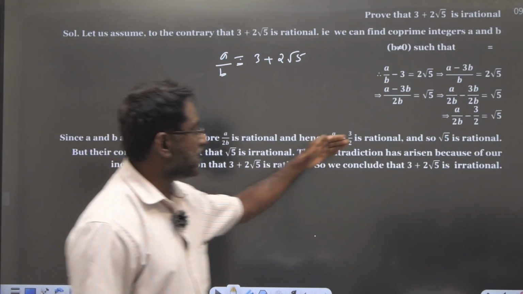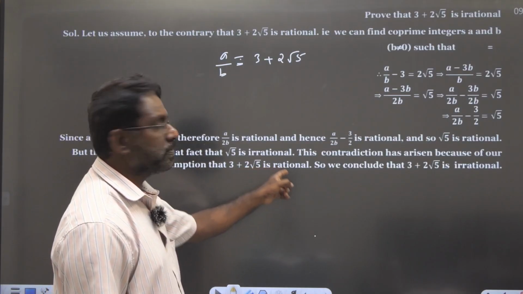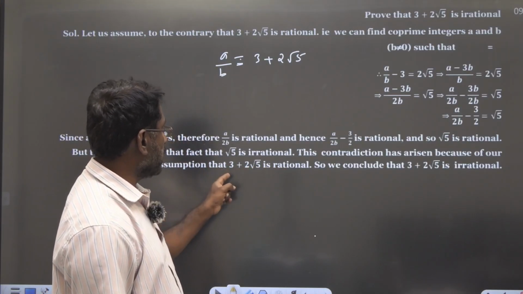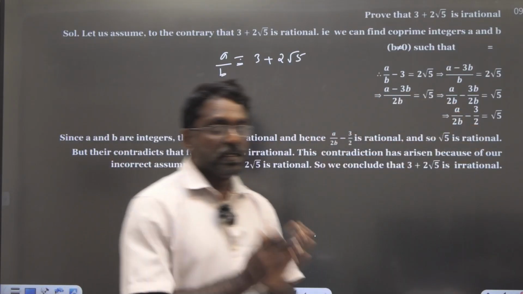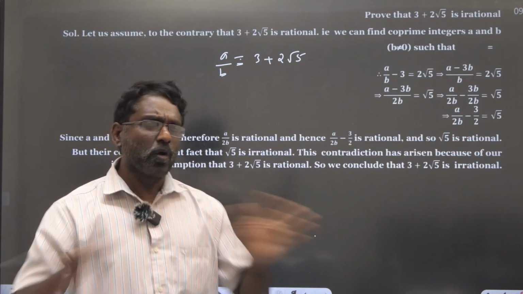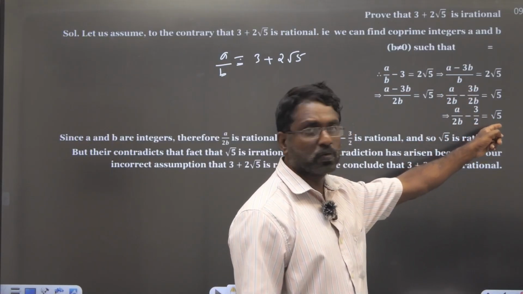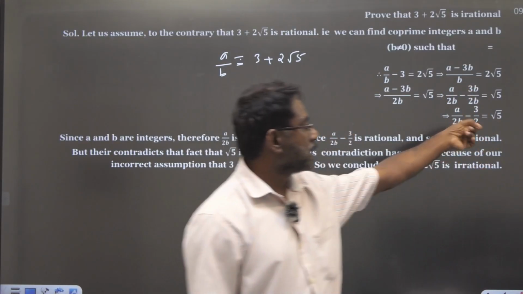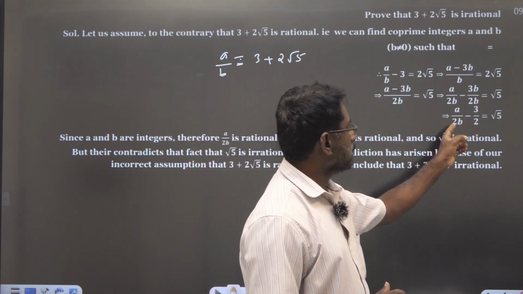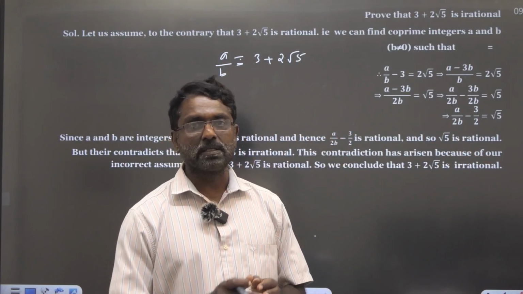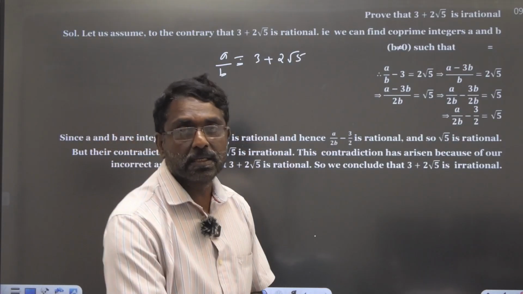This contradiction has arisen because of our incorrect assumption that 3 plus 2 root 5 is rational. Already we assumed that 3 plus 2 root 5 is rational, but from this result it contradicts. Our assumption is wrong, because in the simplification we got root 5, where the left hand side is a rational number and the right hand side is an irrational number. That is impossible. So our assumption is wrong, and 3 plus 2 root 5 is an irrational number.